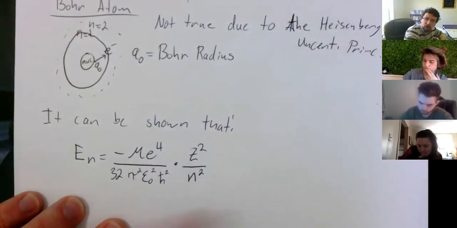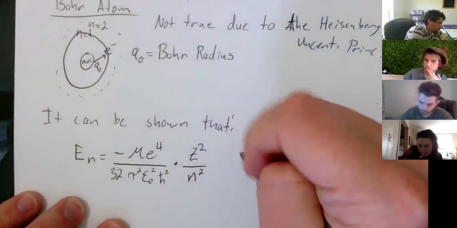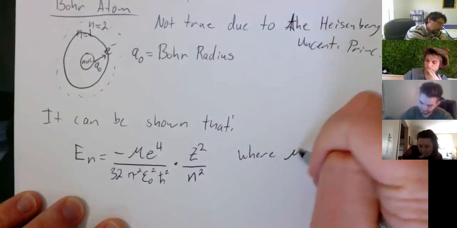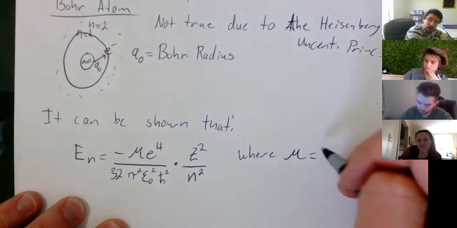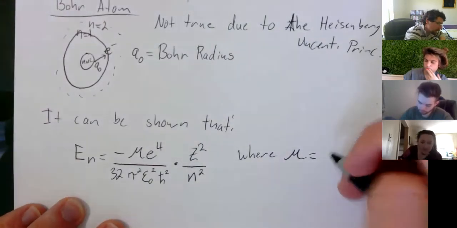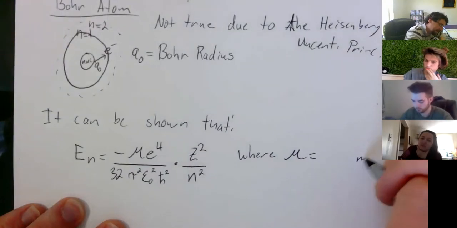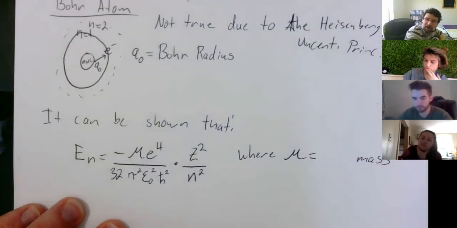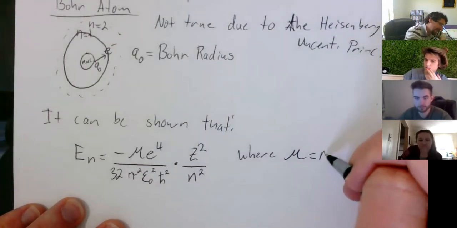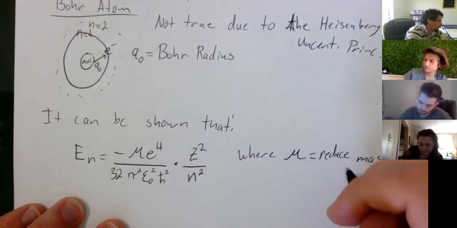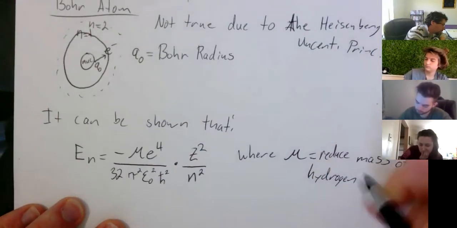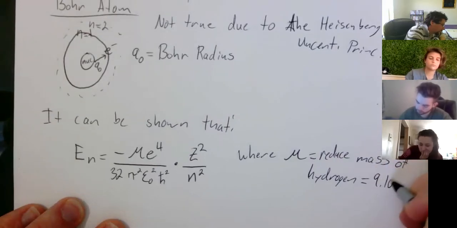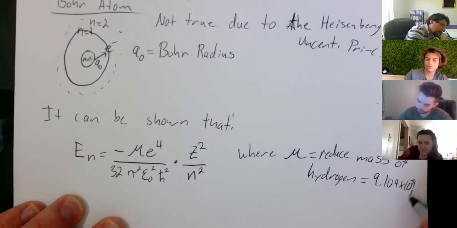So this is an expression, we can show that this is true, where, what was mu again? The mass. Specifically what type of mass? Rest mass? Not rest mass. Other one. Reduced mass. Yep, it's the reduced mass of hydrogen. So that's equal to 9.104 times 10 to the minus 31 kilograms.